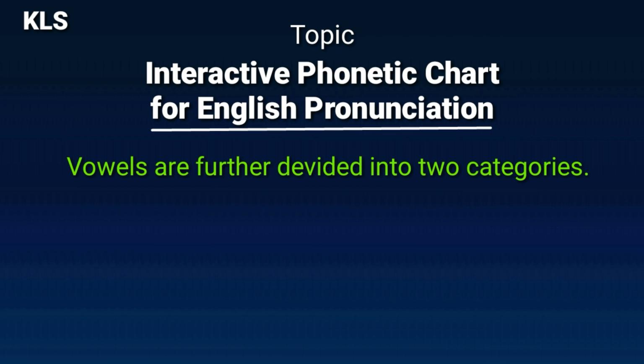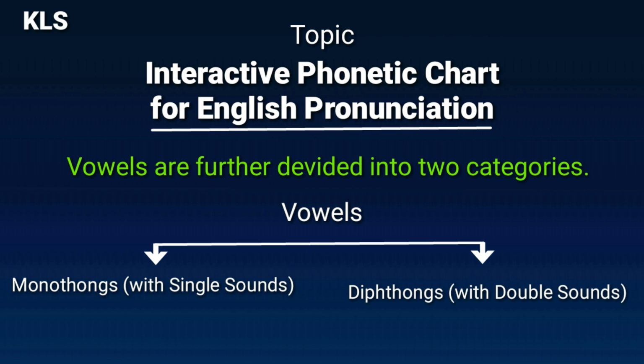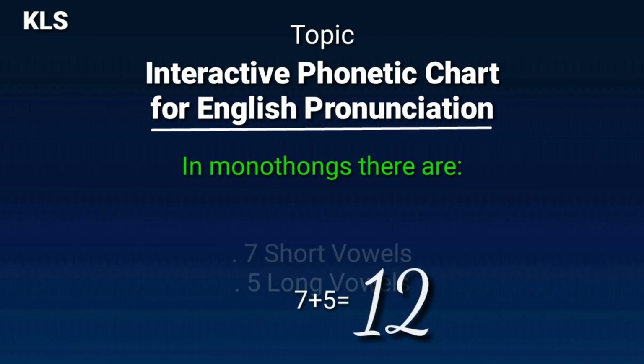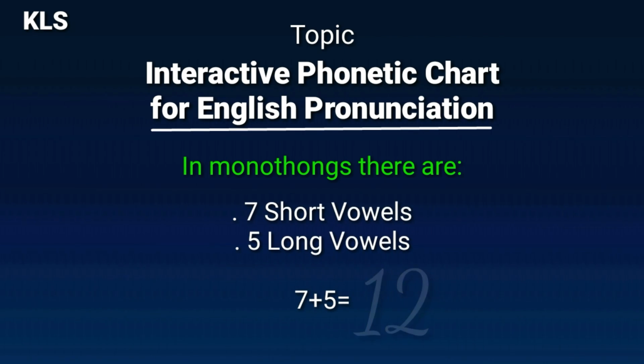Vowels are further divided into two categories: monophthongs with single sound quality, diphthongs with double sound quality. Monophthongs are 12 and diphthongs are 8. In monophthongs, there are 7 short vowels, 5 long vowels.